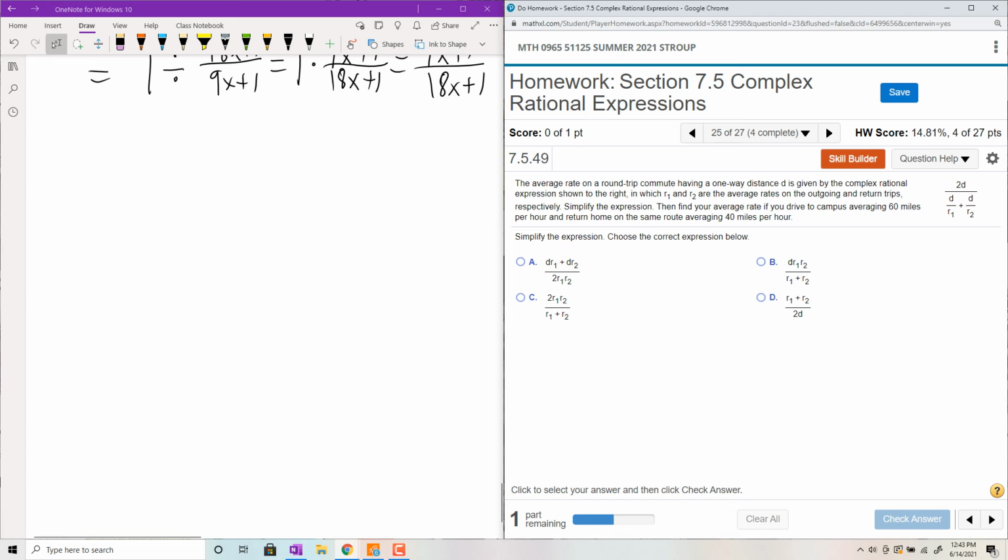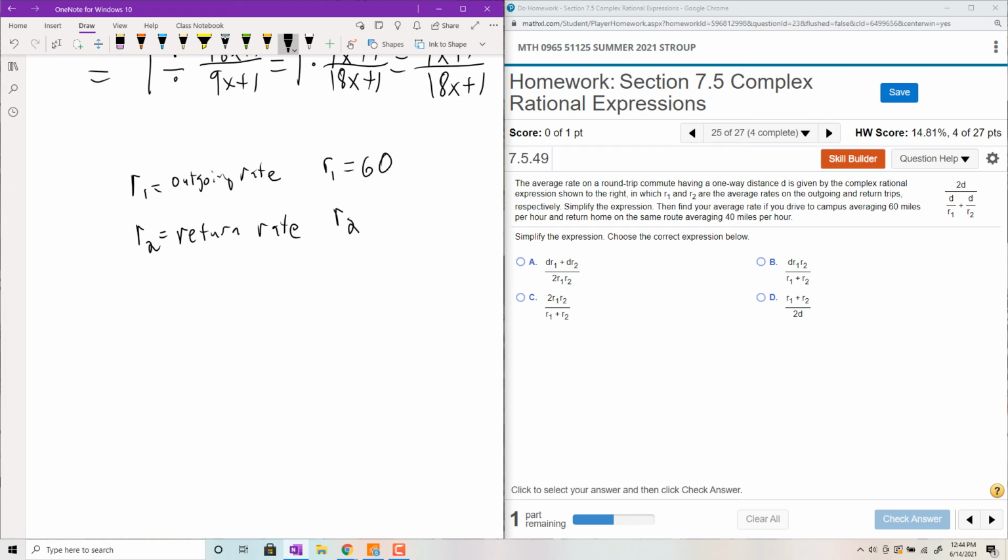The average rate on a round trip commute having a one-way distance is given by this complex rational expression to the right, where R1 and R2 are the average rates on the outgoing and return trips. So I believe R1 then is the outgoing rate, then R2 the return rate. Okay, simplify the expression, then find your average rate if you drive to campus averaging 60 miles per hour. So they're giving you an R1 of 60 and then an R2, your return rate, of 40.